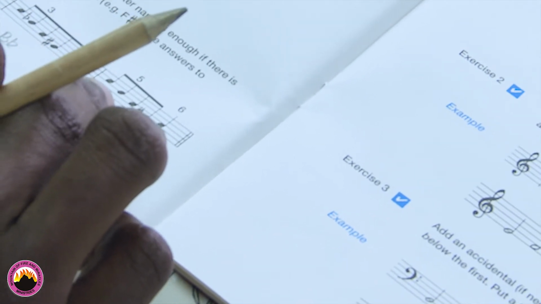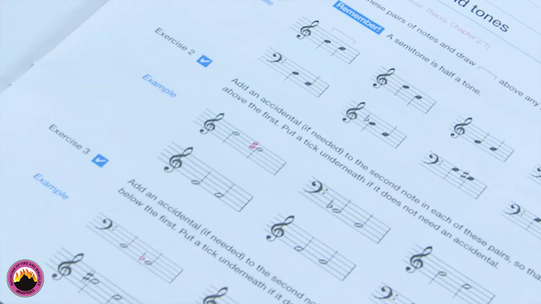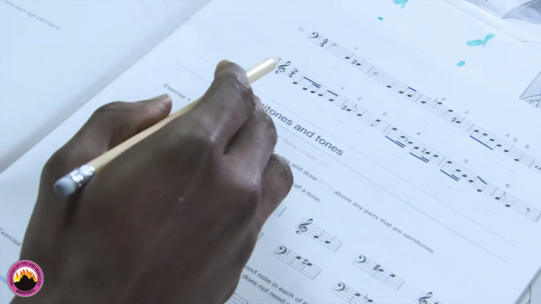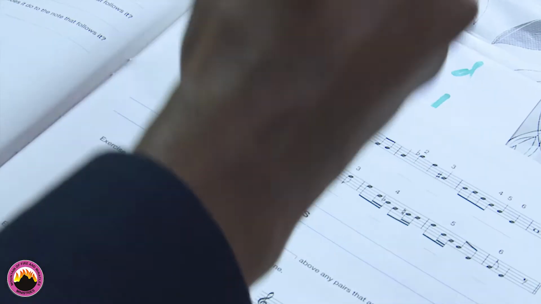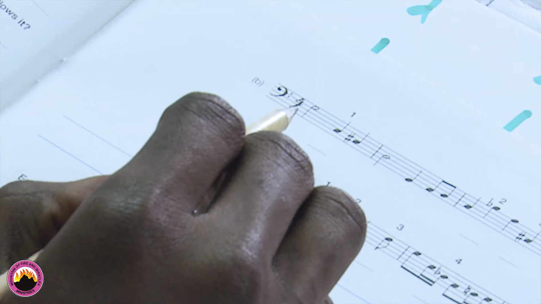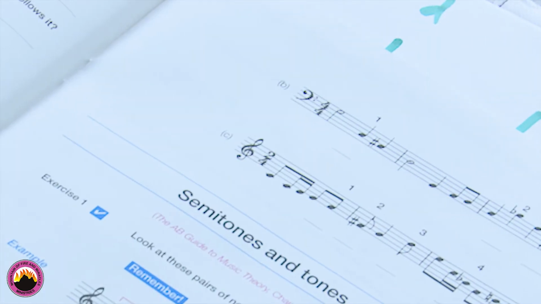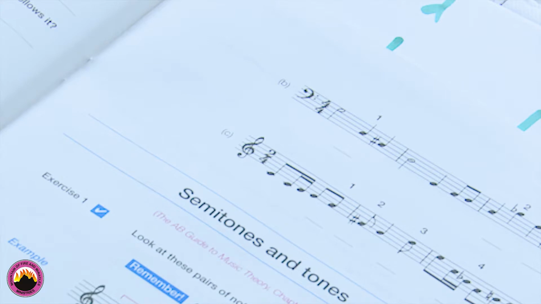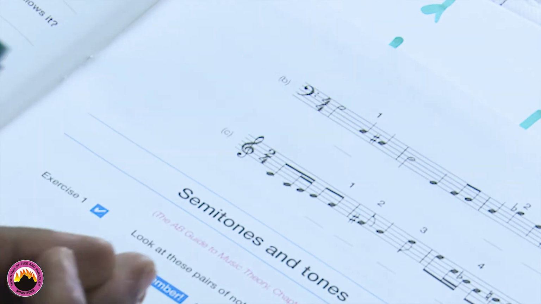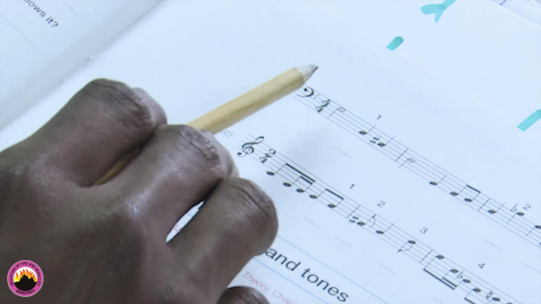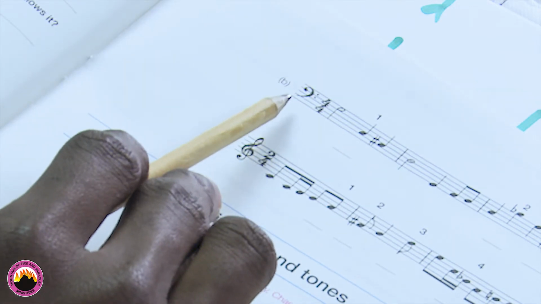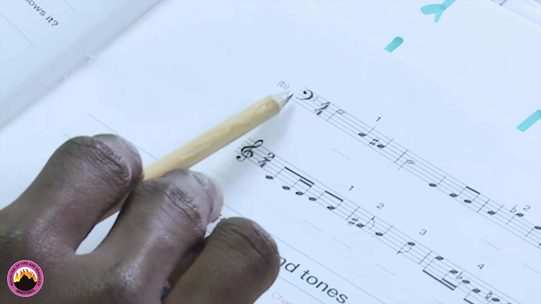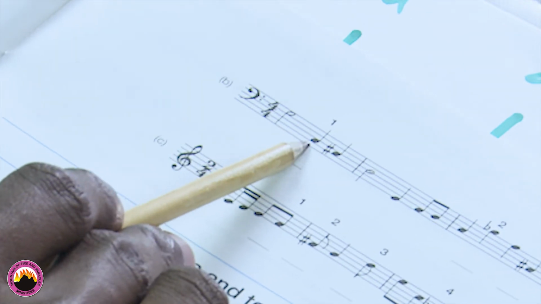So let's quickly move to exercise 3B. I'll do that with you and expect that you will work out exercise 3C on your own. Exercise 3B. Now look at this. Like I said, the first thing you need to ask yourself is, what clef am I dealing with? Am I on the treble clef, also known as the G clef, or am I dealing with the bass clef, which is also known as the F clef? Exercise 3B shows the bass clef. So it means we are dealing with the bass clef, right?